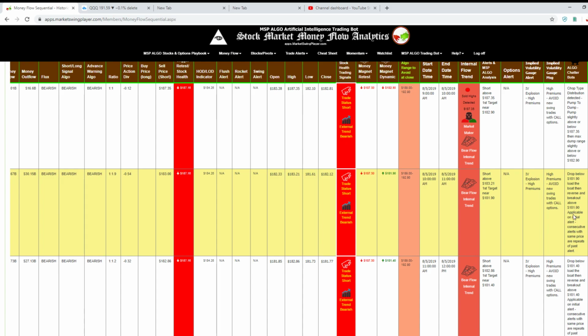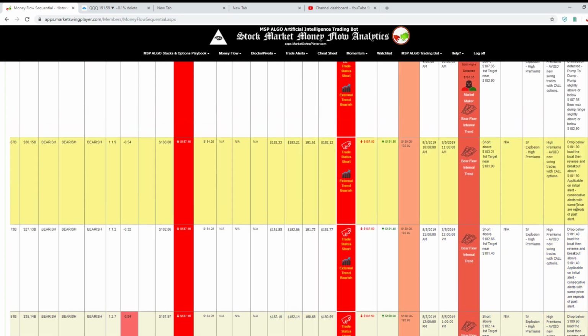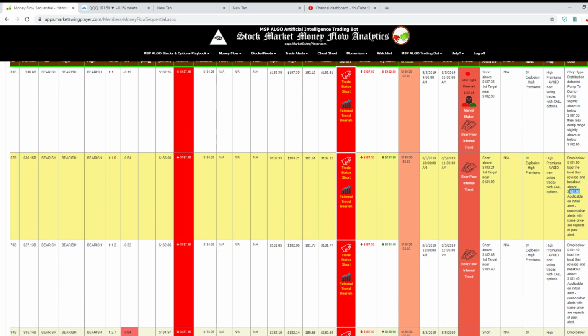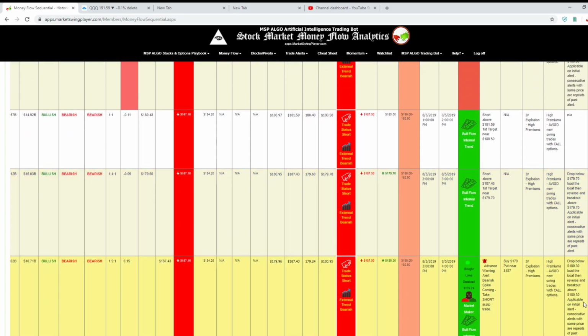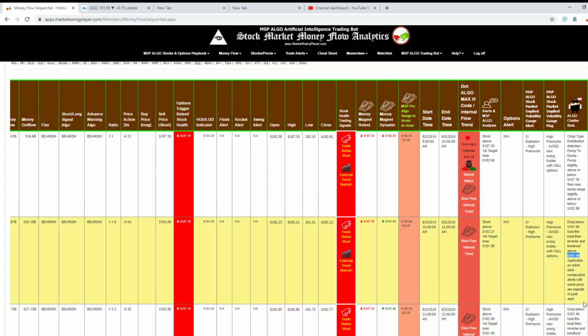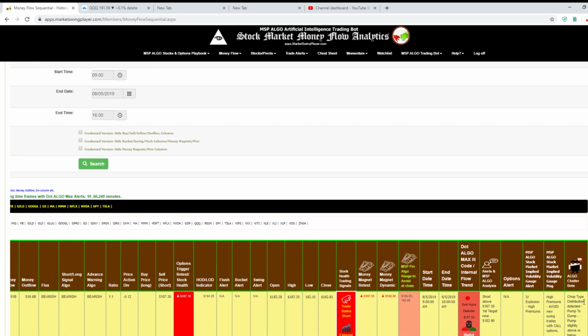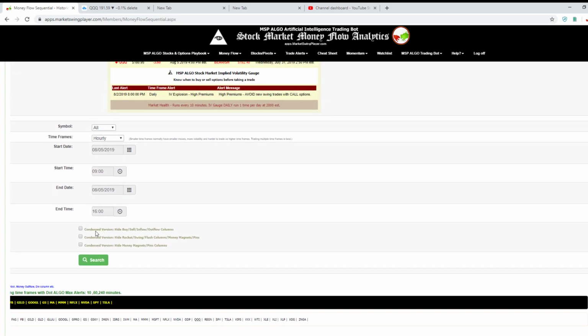And it says that these alerts are only applicable on the initial alert. Consecutive alerts with the same price are repeats of the past alert. So if we see 181.90, 181.90, 181.90, we know that this is just a repeat of this alert, if that was what was going on. All right, so those are the columns we have. And let's go on and condense this so we could put everything on the same screen.